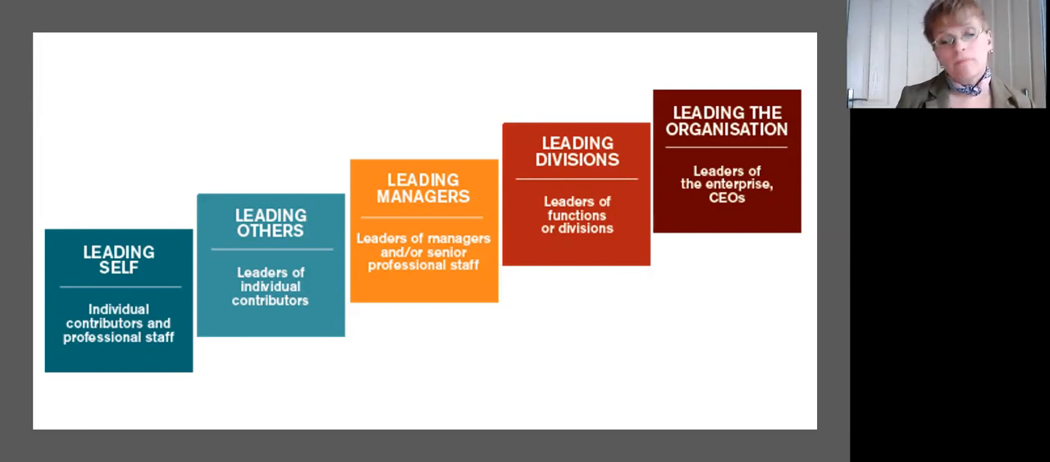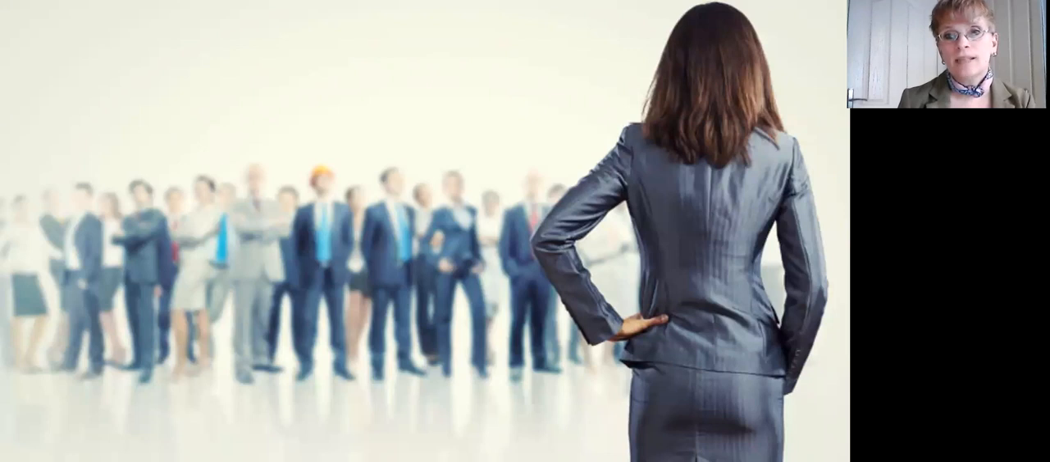Leading managers or the leader of leaders is probably federation level that we're talking about. Leading divisions could apply to our regional level. And then, of course, leading the organization to our international entity. Leadership.